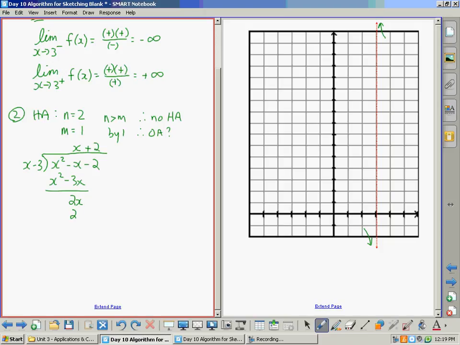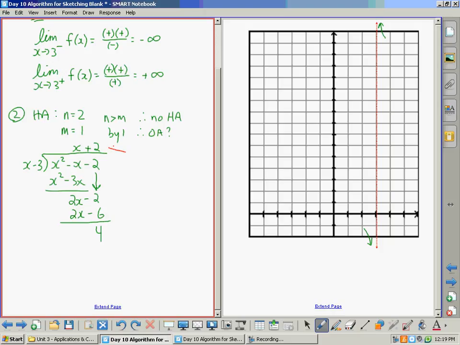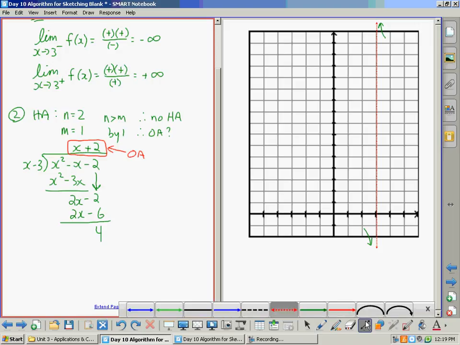Multiply: 2x minus 6. Oh, I forgot to bring down my negative 2. Subtract again. Again, this is negative 2 minus minus 6, which is like plus 6. So we have a remainder of 4. It's nice doing this long division because it gives us 2 bits of information. First, it gave us the equation for the oblique asymptote. So let's actually graph that. We know that that's a straight line, y equals x plus 2, so it's got a y-intercept of 2. So it's going to go through here.